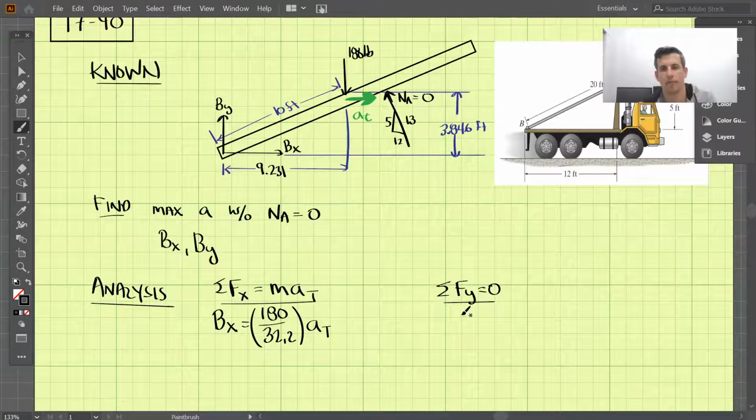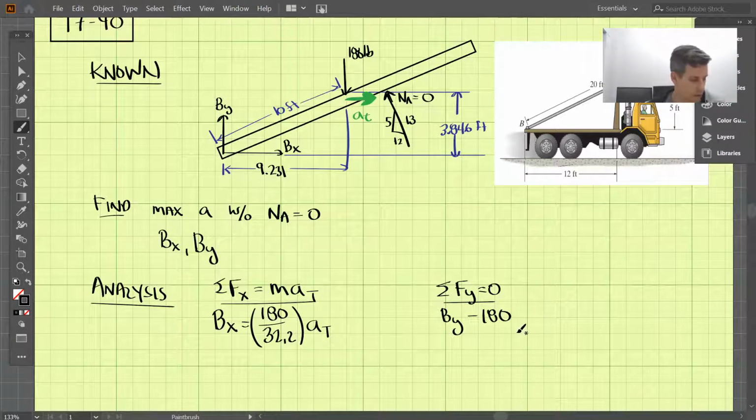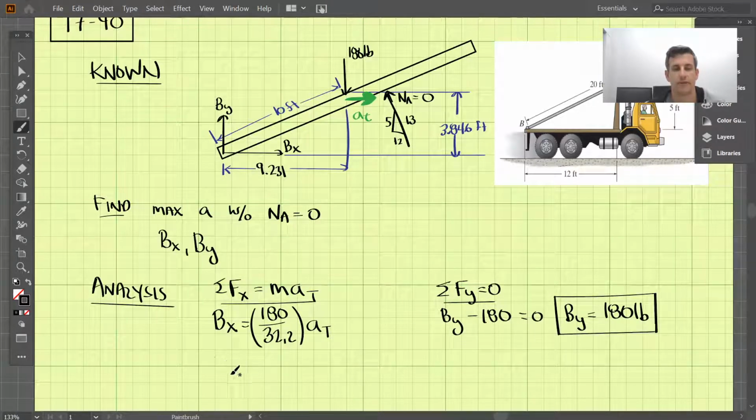So our forces in the y direction are By and negative 180, and those are the only two forces. We know NA is 0 here, so those are the only two forces that we have. That leads to By is equal to 180 pounds. So that's one of the forces the problem was asking us to figure out. All right, so where do we go from here? We have these two equations. This one has two unknowns. We can't go any further.